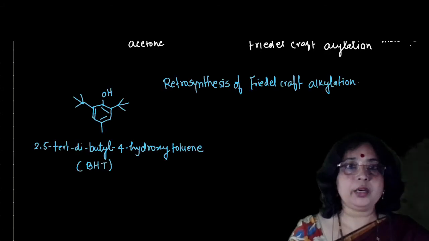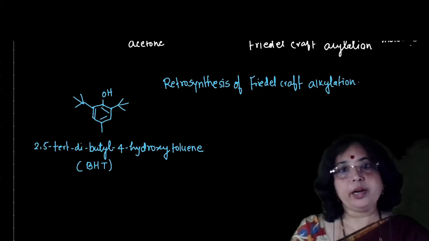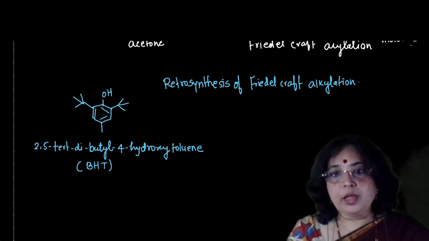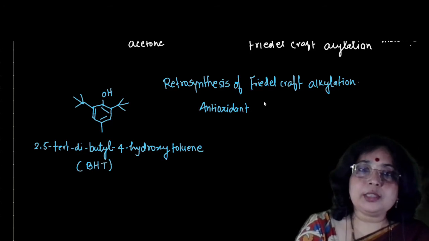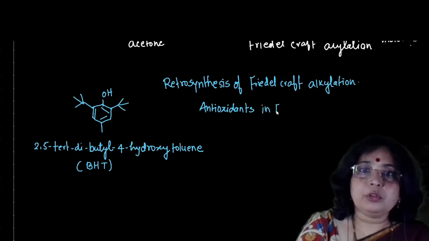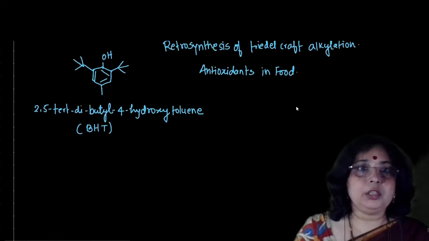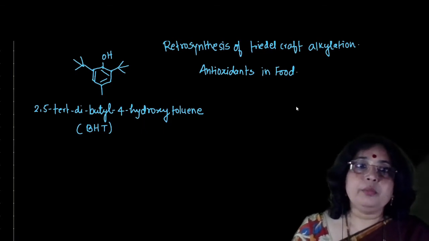This is the target molecule I have mentioned over here, that is 2,5-tertiary-dibutyl-4-hydroxytoluene. This is also called BHT, and the use of BHT is as an antioxidant in food. So this is a very important molecule. Now let us carry out the retrosynthesis of the BHT, or 2,5-tertiary-dibutyl-4-hydroxytoluene.